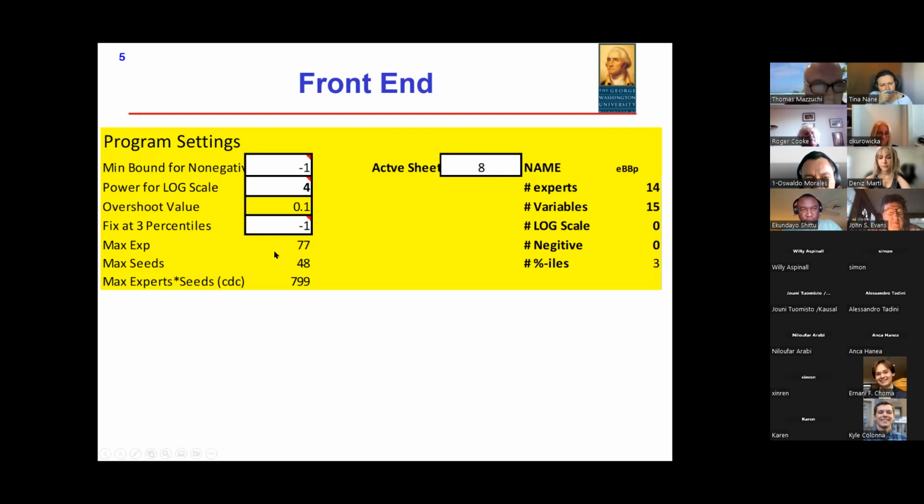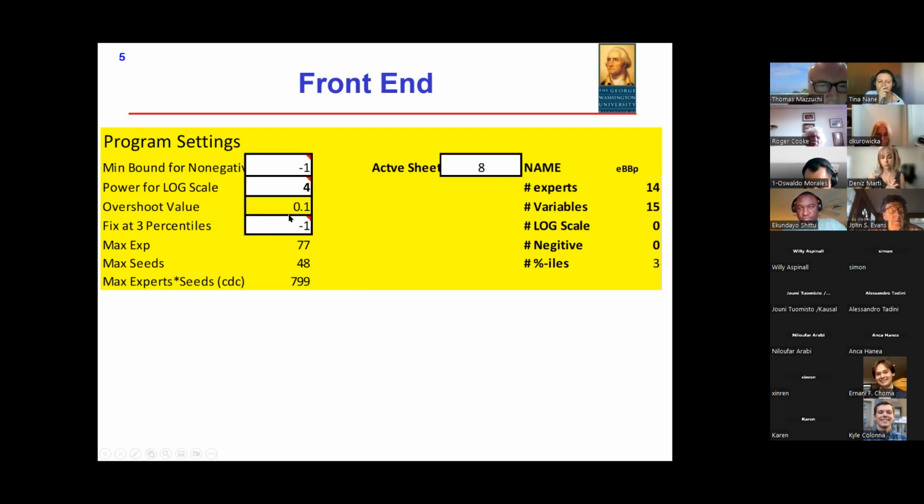Over on the left-hand side, on the bottom, I have what my maximum values are. Maximum number of experts is 77. The maximum number of seed variables currently is 48. There is one study with 48 seed variables, and I have that in here. And the maximum seed times experts is about 799 rows. So I can expand upon that, but right now those are the maximums. In case we add something that blows this, I'll need to know to expand on that.